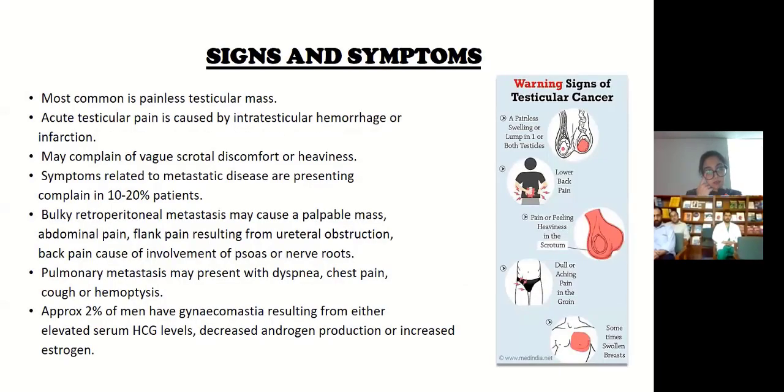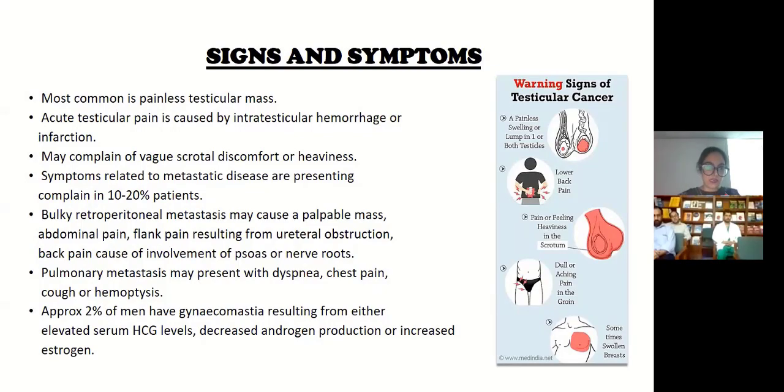So the signs and symptoms in testicular tumor is that the most common symptom is painless testicular mass. Acute testicular pain is caused by intratesticular hemorrhage or if there is an infarct. The patients may complain of vague scrotal discomfort or heaviness. Symptoms related to metastatic disease are presenting complaint in almost 10 to 20% of these patients.